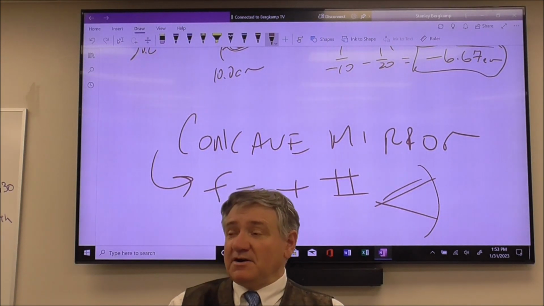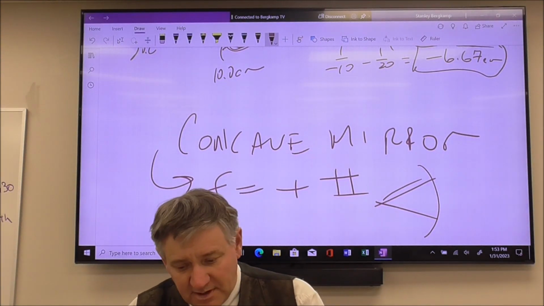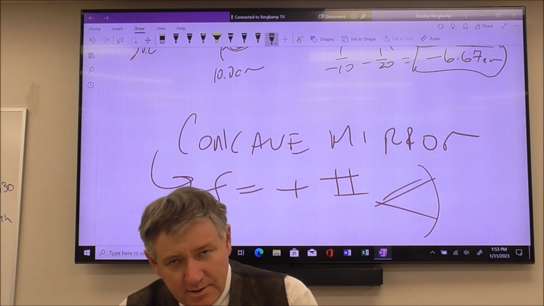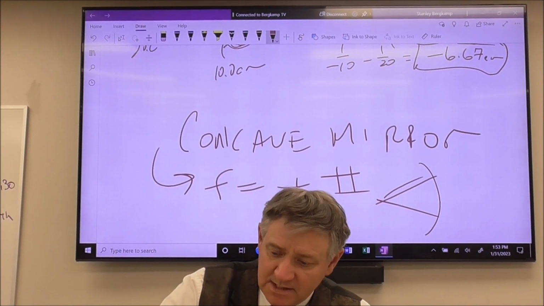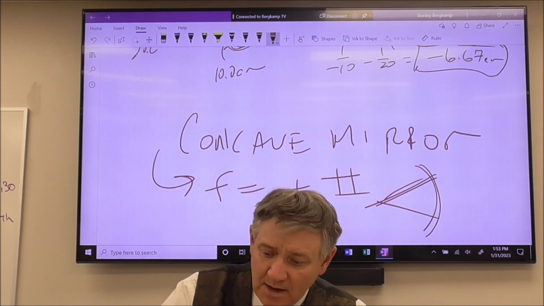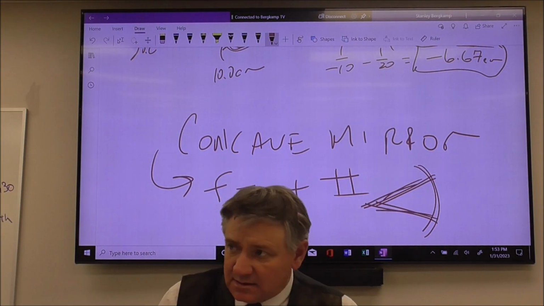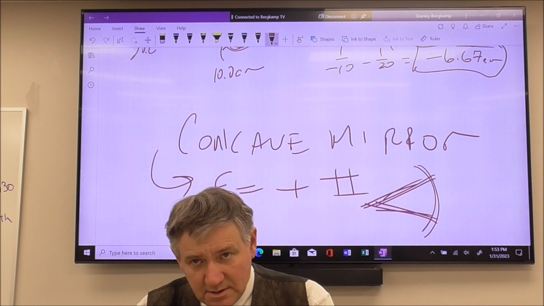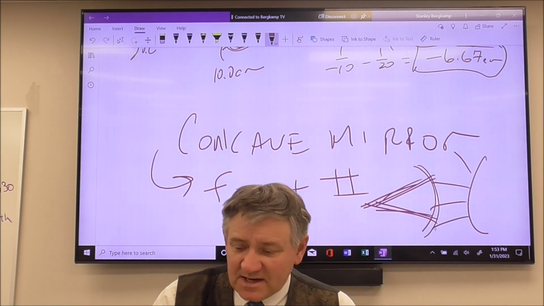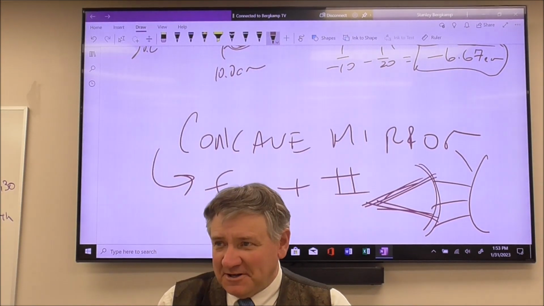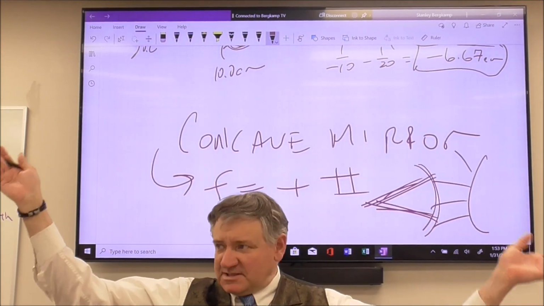So if you're ever out in the desert, hypothetically, and you have a mirror and you're going to try and start a fire, take a concave mirror and that will allow you to take that sunlight and focus it to a point. Don't try and do it with a convex mirror. You're not going to get anywhere because it's just going to reflect it off and scatter it.